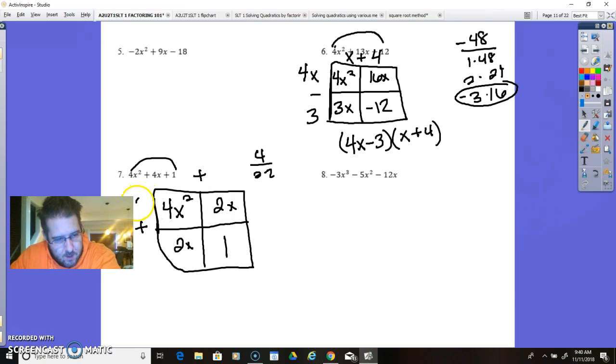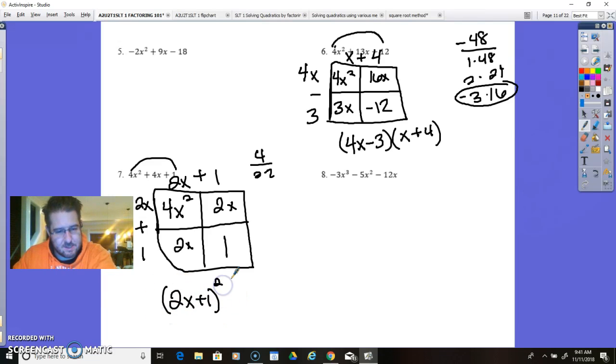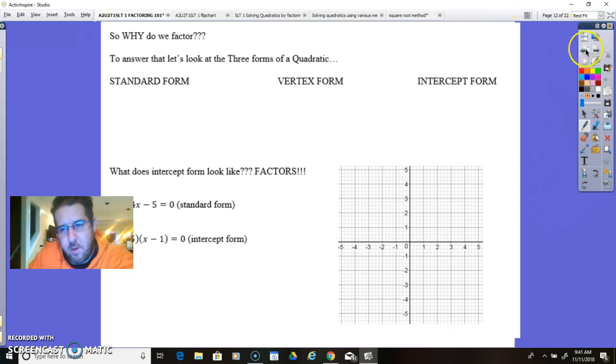Both these numbers can be divided by 2x. These numbers can also be divided by 2x. These numbers can both be divided by 1. These numbers can both be divided by 1. So it looks like it's a perfect square of 2x plus 1: 2x plus 1 times itself. It's a perfect square. All right. I think that we have hit that.